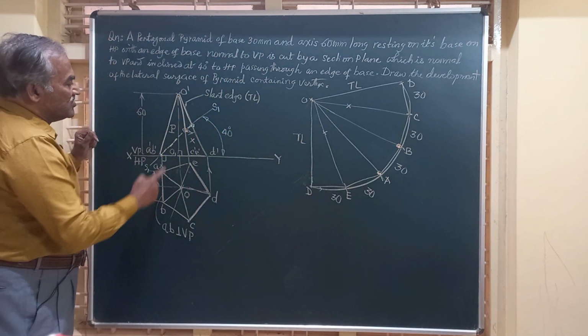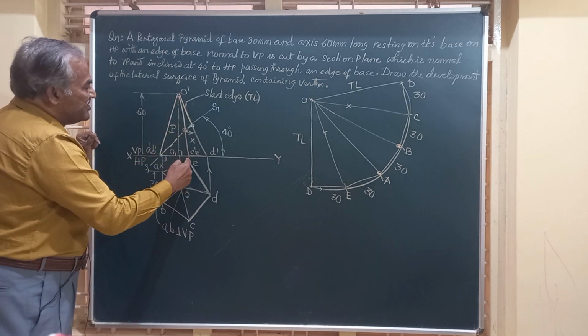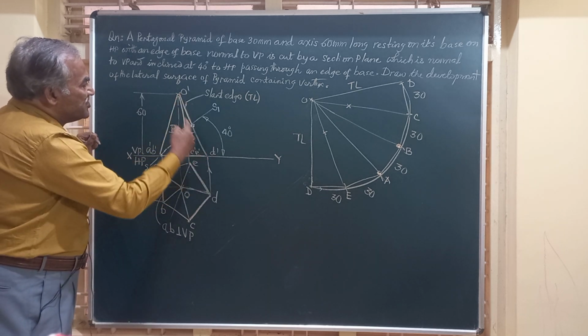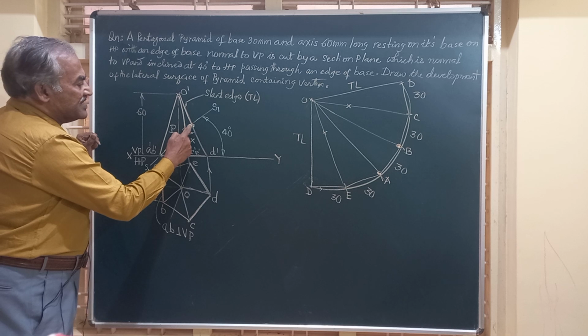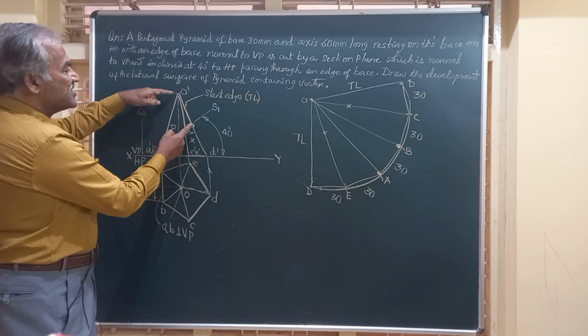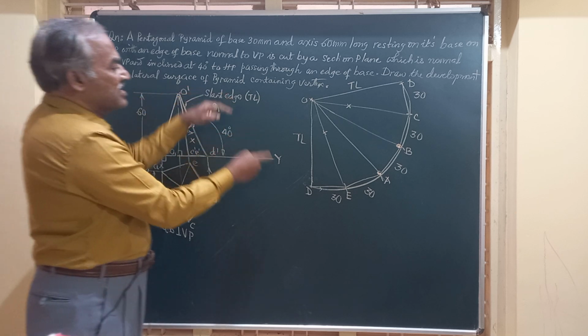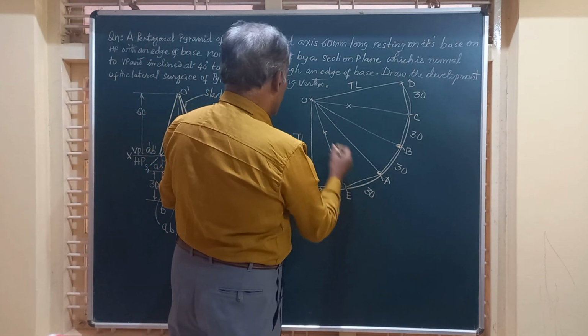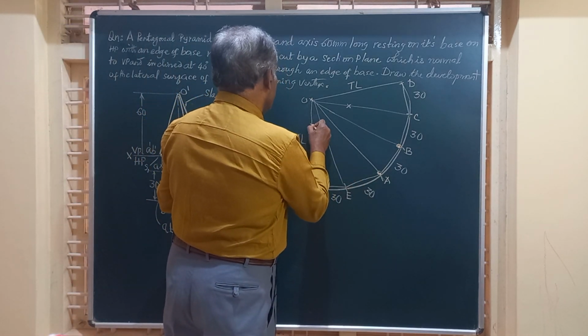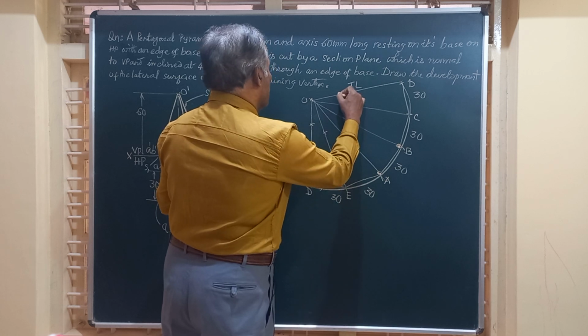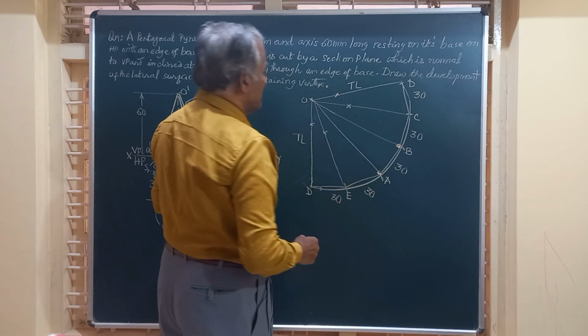Friends, so it is cutting these two slant edges. Again, this slant edge OD is cut here. So OD is the true length. So directly I take this measurement and mark on OD. So OD, directly above that, again OD to be marked here.